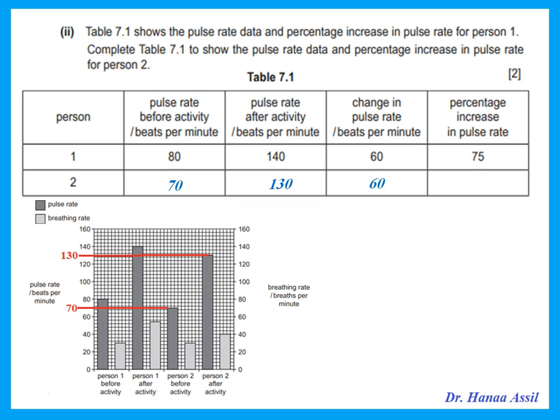Then he wants the percent increase in pulse rate. How do we get percent increase in pulse rate? Percent increase would be the change over the original. So 60 over 70 times 100, the percent increase here is around 86%.